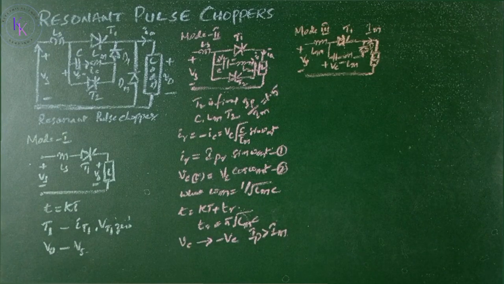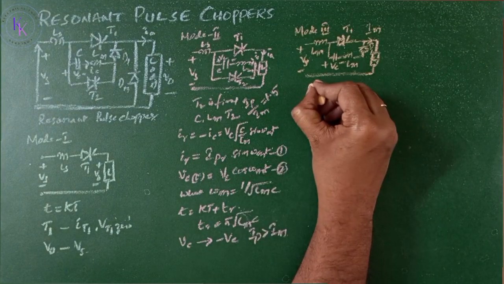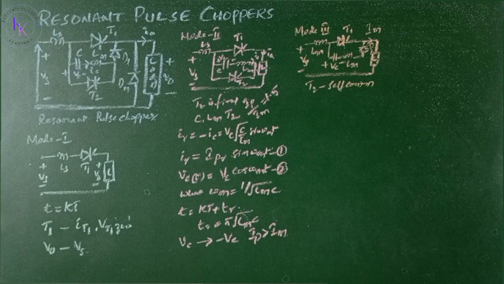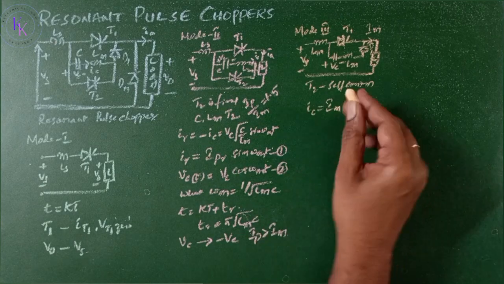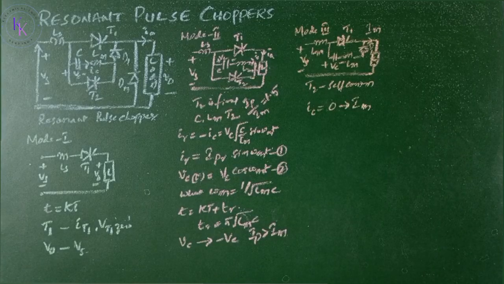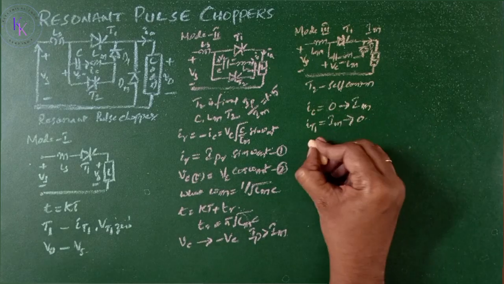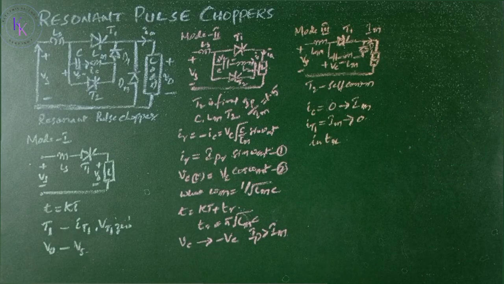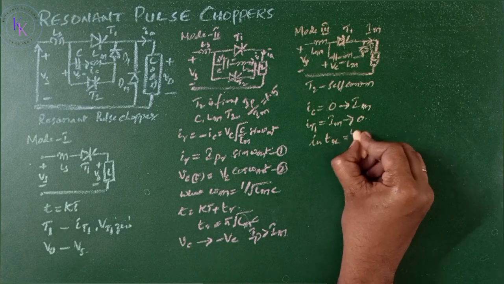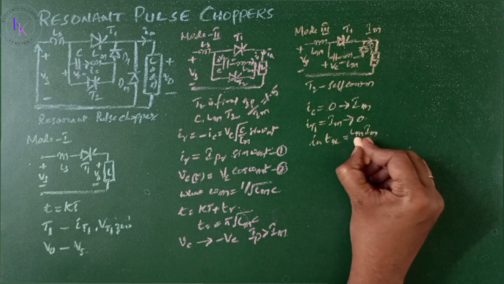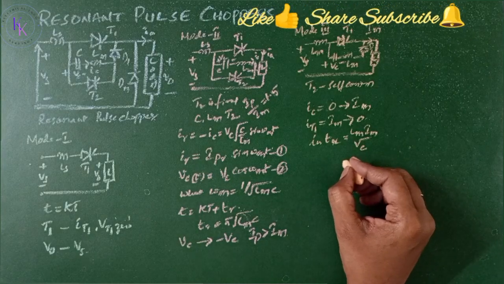Now mode 3. Mode 3 begins when T2 is self-commutated and the capacitor discharges due to resonant oscillations through the diode D1 and T1. This mode ends when the capacitor current rises to the level of Im, assuming that the capacitor current rises linearly from 0 to Im and that the current of thyristor T1 falls from Im to 0 in time Tx. The time duration for this mode is Tx, which equals Lm Im by Vc. Let this be equation number 3.